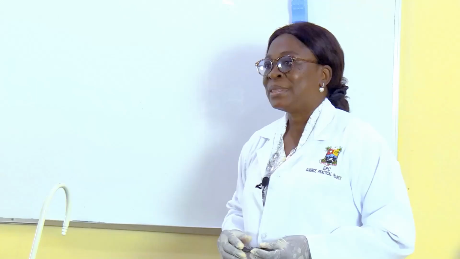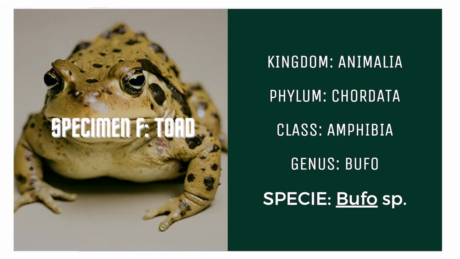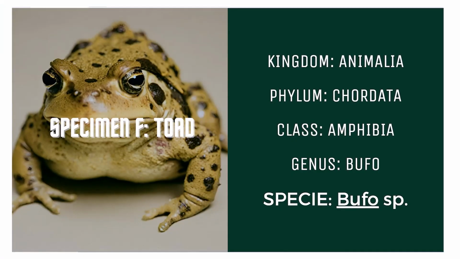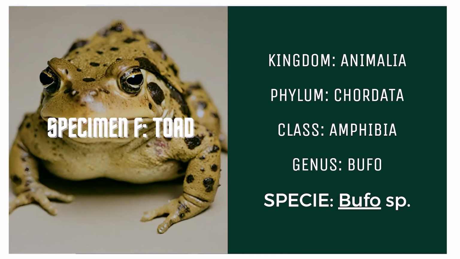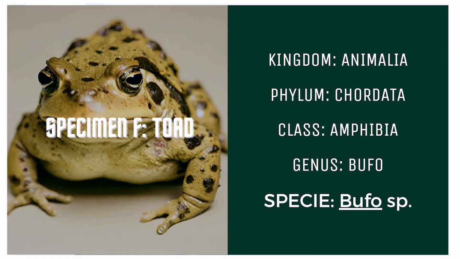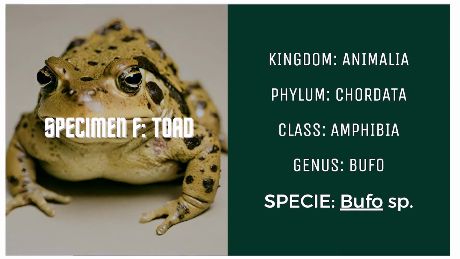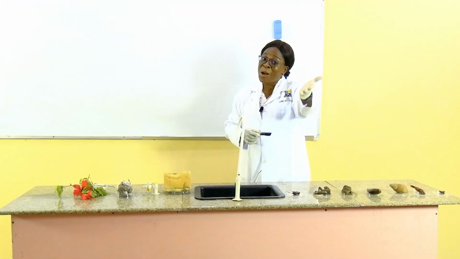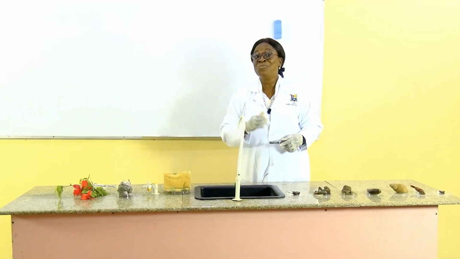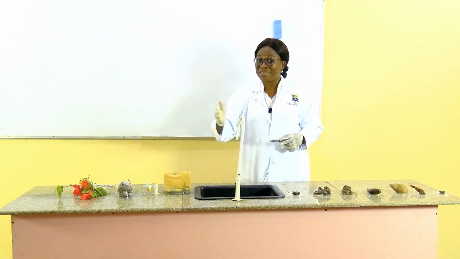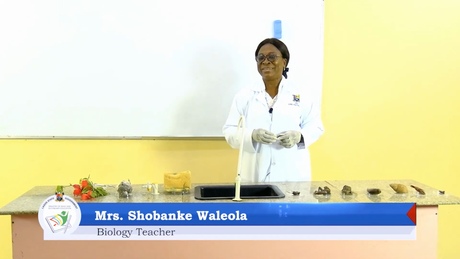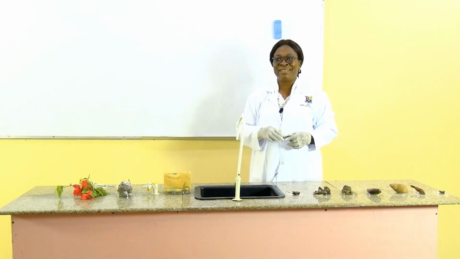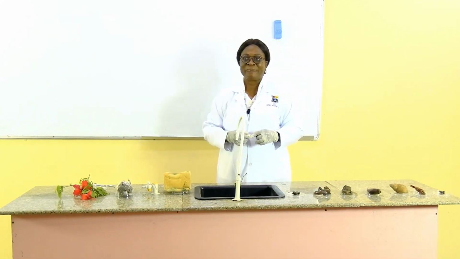We move on. Specimen F, toad. Kingdom Animalia. Phylum Chordata. Class Amphibia. Genus Bufo. And species Bufo. You know, we all play with it in the biology lab. You know the specific name of Bufo is also Bufo. So we say Bufo, Bufo. Yes, you are getting it.